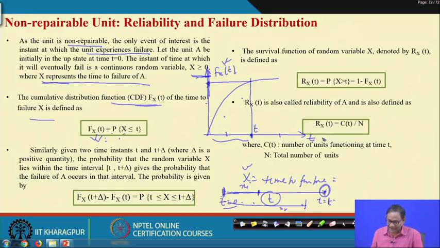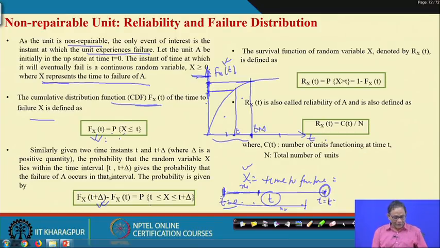Suppose you are interested to know the probability that failure occurs in between two time points, with a very small time interval. Suppose this is t plus delta and this one is your t. Then there are two probabilities with reference to t: the probability that x is less than or equal to t, and the probability that x is less than or equal to t plus delta. If you take the cumulative probability here minus this, that is nothing but the probability that the time to failure is in between t and t plus delta.